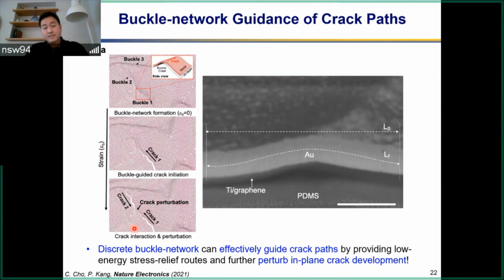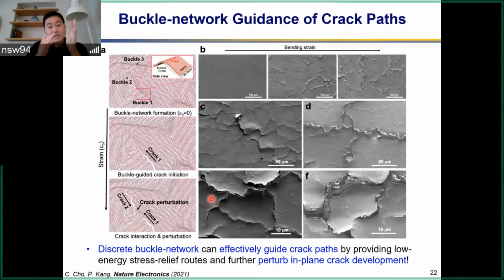So basically, you start to have this perturbation of fracture. And that's how we think it really leads to this, right? As you increase the strain, buckle interacts with the fracture and it delays it. You start to get much more irregular features.